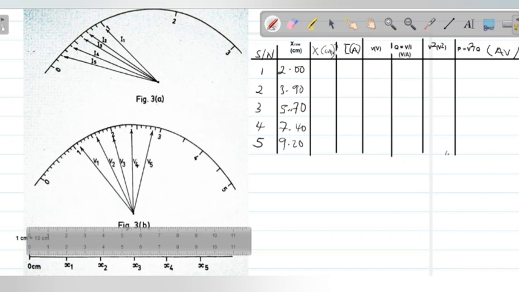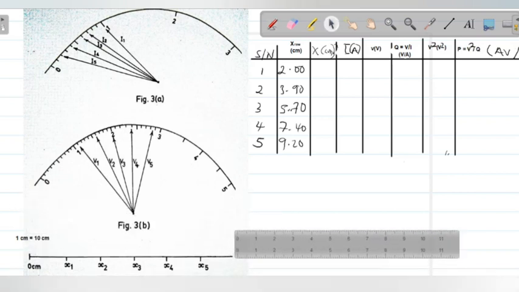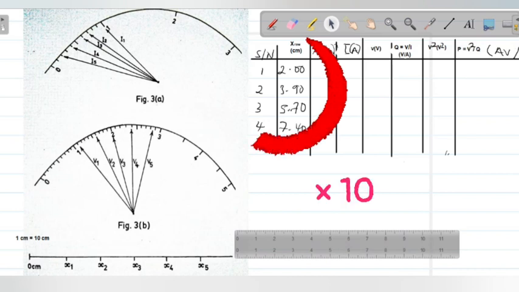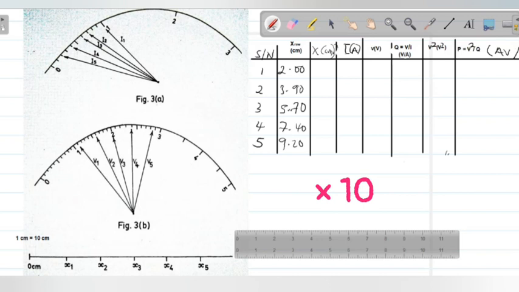So I have to convert all of this using the given scale. The converted values will be times 10, so I have to multiply all of this by 10. This is going to be 20.00, at least to 2 decimal places, then 39.00, 57.00, 74.00, and 92.00.